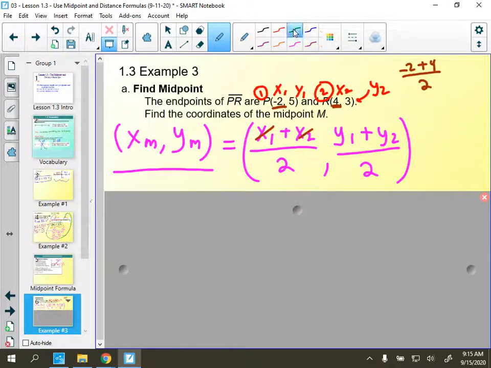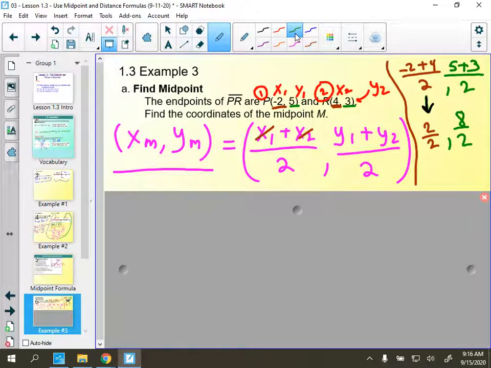Let's switch colors here, work with our Y's. Let's go 5 plus 3. Those are my Y coordinates. Divided by 2. We're averaging them. -2 plus 4 is 2, so I'm working straight down here. Let's go back to our brown color, our beautiful brown color here. Negative 2 plus 4 is 2, so I end up with 2 over 2. And then if I switch back to green, 5 plus 3 is 8, and we'll divide that by 2. And then just simplify it.